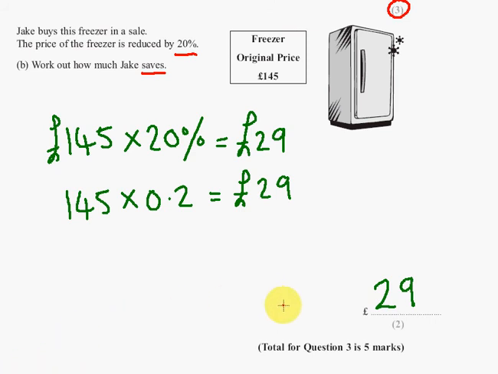Okay, so part B is worth 2 marks. Let's have a quick look how you get those marks. So the first one is a method mark. Any method you choose to find 20% of the original price is absolutely fine. Okay, and the second mark comes from the final answer of £29, and that's it.